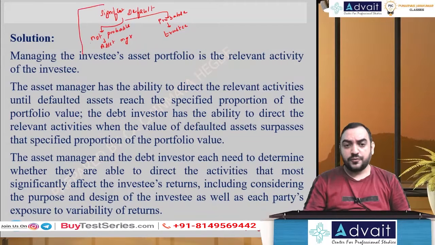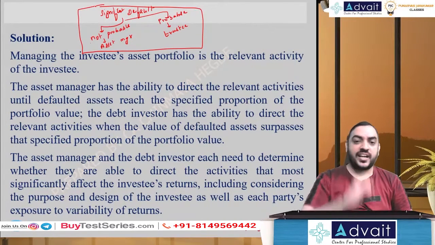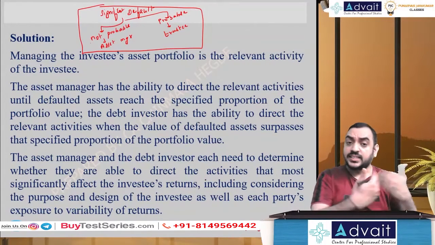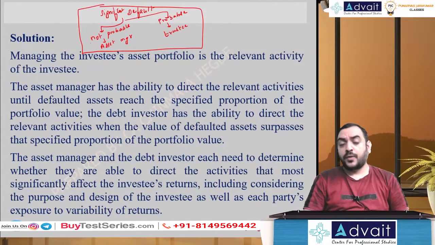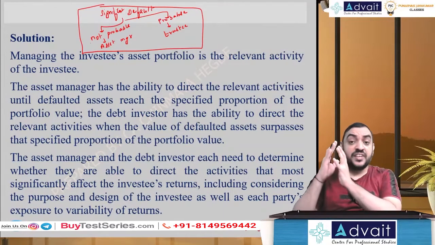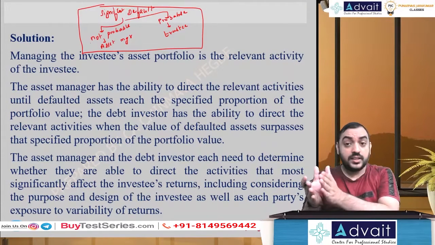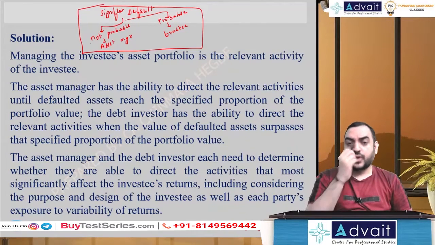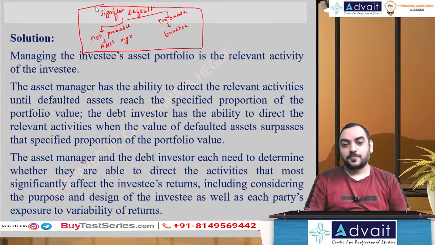But maybe for our understanding, you can write down this chart. Significant default not probable, then the asset manager will have the power. If significant default is probable, the power can shift to the trustee. You can mention it like this.